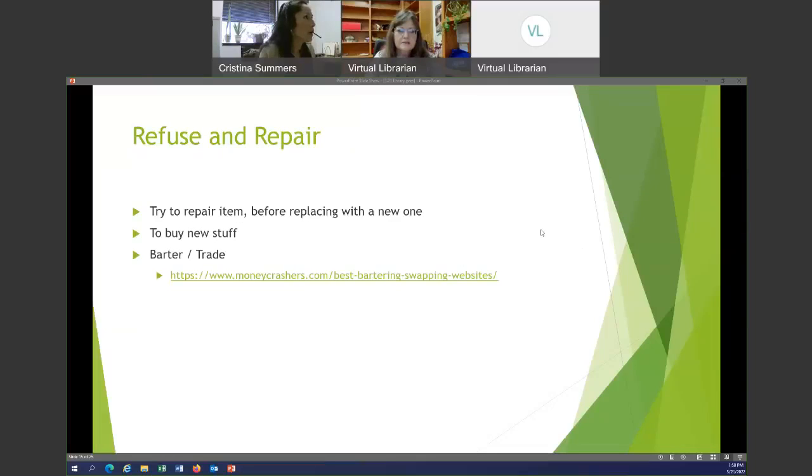Refuse and repair. Refuse would be not buying stuff in the first place. If you go to a fast food restaurant and get a drink, maybe not using a straw, or not getting too many napkins. So not being wasteful, only buying what you need. We're just talking about clothing here.